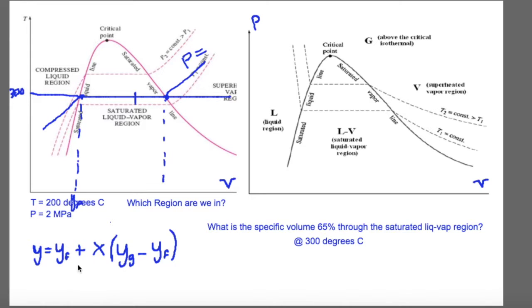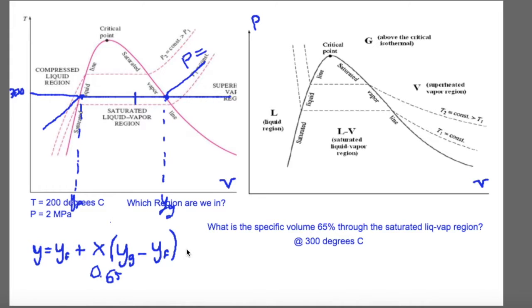And then you have, so this is the important thing, this is what we call the quality. So this is the 65%, and this would be 0.65. So it's here, and then you multiply it by the specific volume of the gas, so y of g, which is here, minus your y of f again.